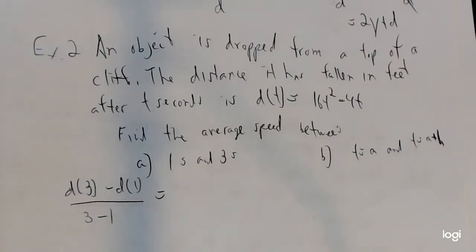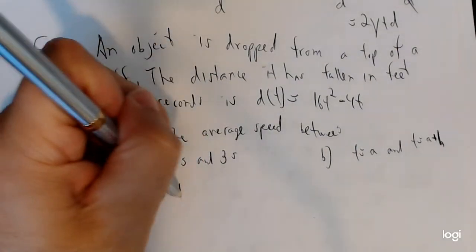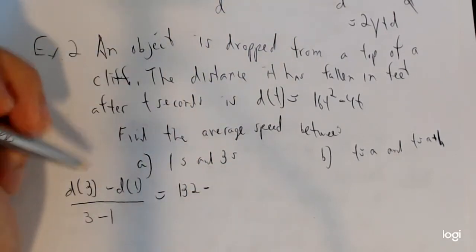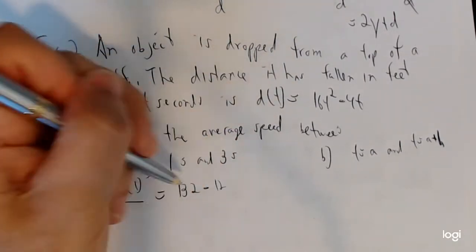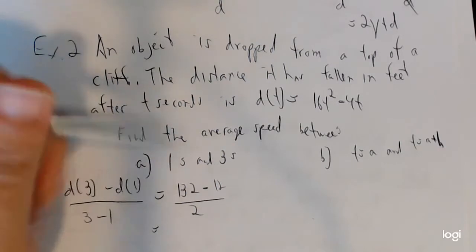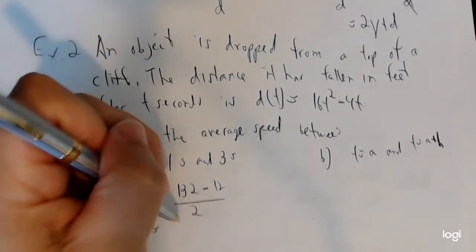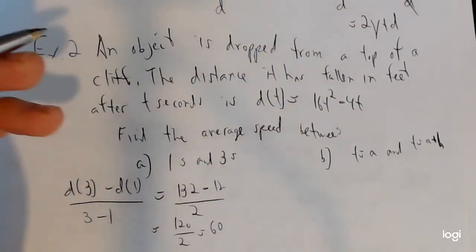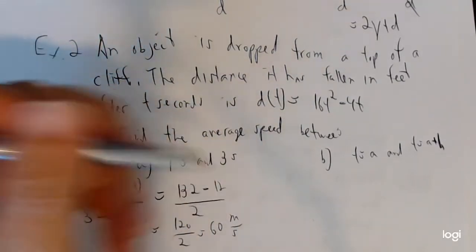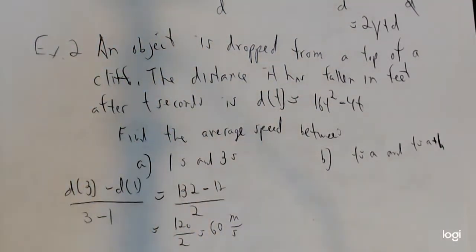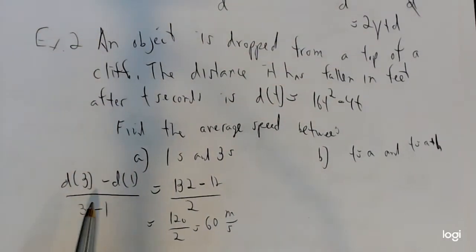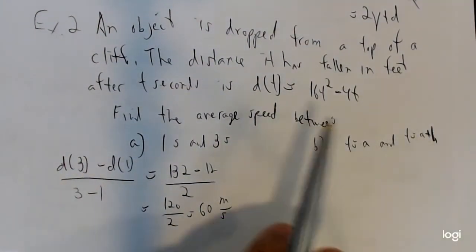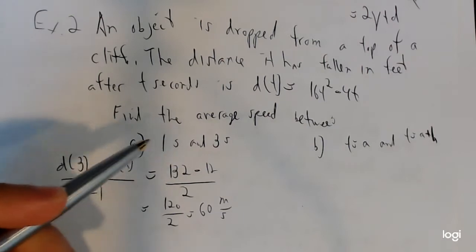So this becomes d of 3 is 132 minus d of 1 is 12 over 2. And then 132 minus 12, that's 120 over 2, which then becomes 60. So what is this saying? On average, its speed is 60 meters per second. Now this one is more like part B of example 1 where we're generalizing it.